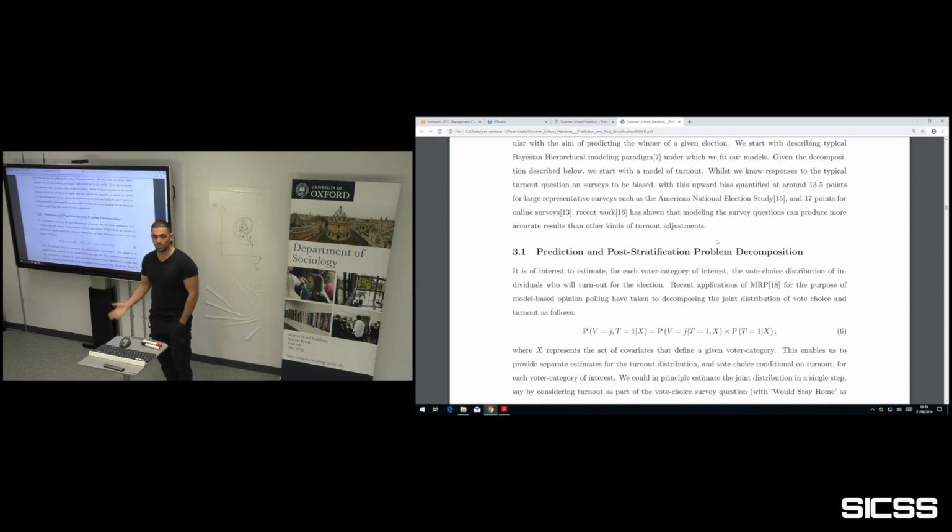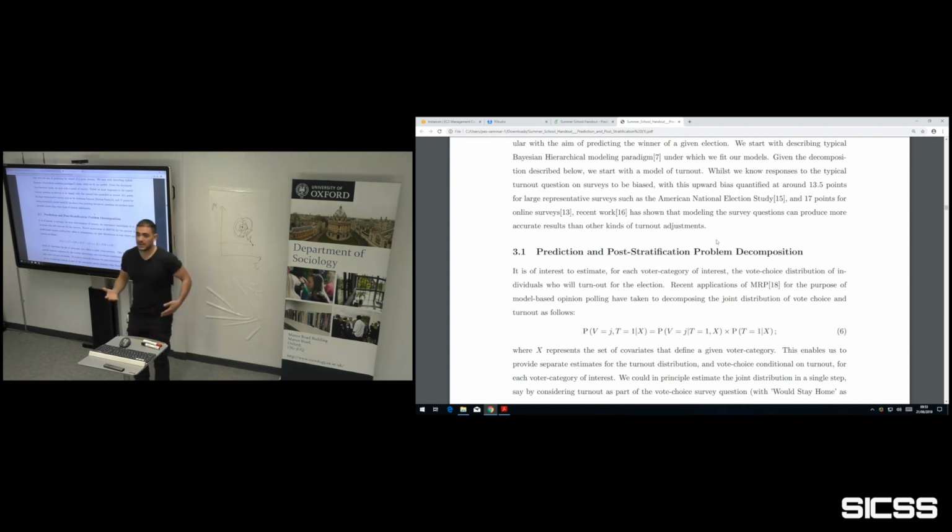So, for instance, we may be interested in knowing in 2020, if Joe Biden was the candidate for the Democratic Party, what would be the proportion of people in the United States who would vote for Donald Trump, either as a whole in the United States or at the state level, because that's important, because then you can calculate the Electoral College votes, and then you can find out who actually wins the election.